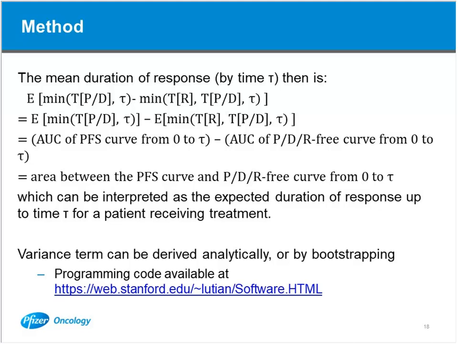The variance term can be derived analytically or by bootstrapping, and the programming code is available at Dr. Lu Tian's website. Since this is an ITT analysis, it enables us to do statistical inference for cross-arm comparison.